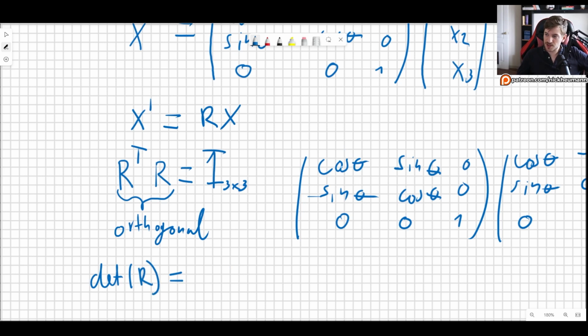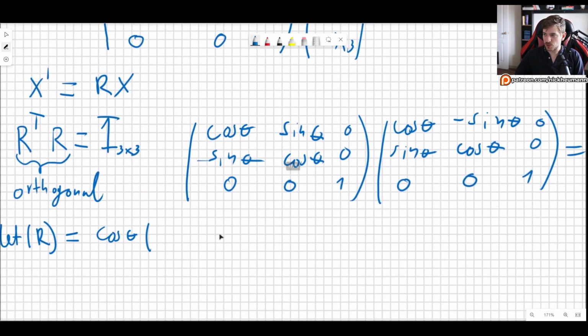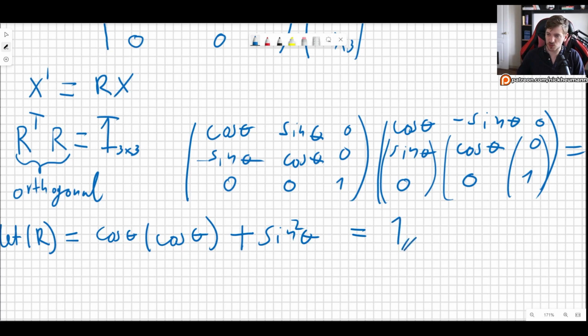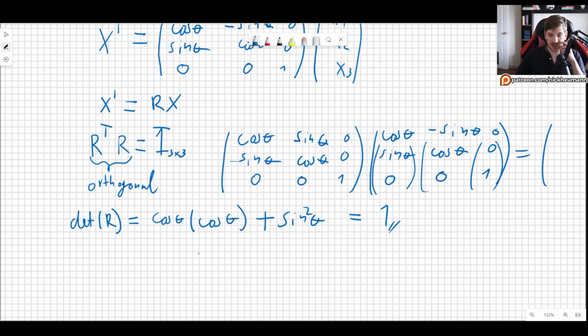If you take the determinant here, you get cosine theta times the determinant of this. Or actually, that's the transpose, so we should be looking at this one. So we had cosine theta times the determinant of that, which is cosine theta, minus sine theta, so plus sine theta times the determinant of this and this. So sine times 1, so we just get sine squared. So we get cosine squared plus sine squared, which is equal to 1. Okay, so we have determinant 1. So that's also a very important characteristic of the rotation matrices.